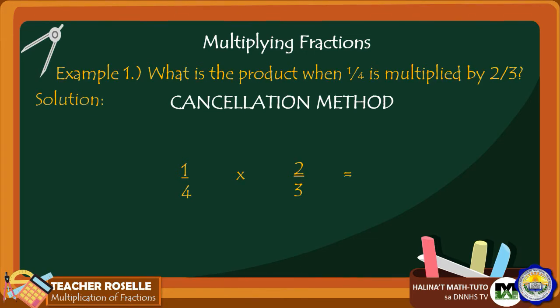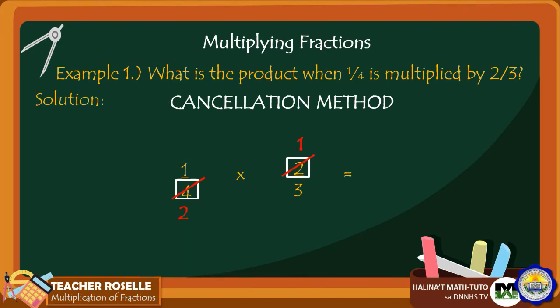If the GCF is 1, we cannot apply cancellation to those numbers. Look at 1 and 3. Their GCF is only 1, so we cannot apply cancellation to these numbers. But in 4 and 2, the GCF is 2. So by just dividing both of them by 2, 4 will become 2 and 2 will become 1. Now, our new fractions to be multiplied are 1/2 times 1/3.